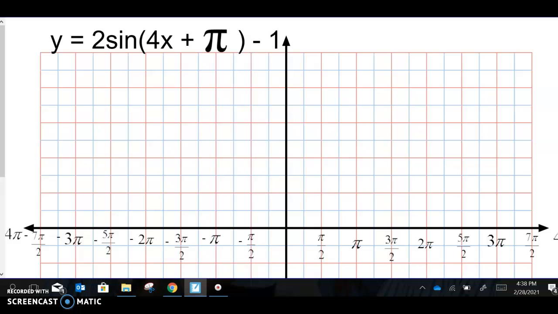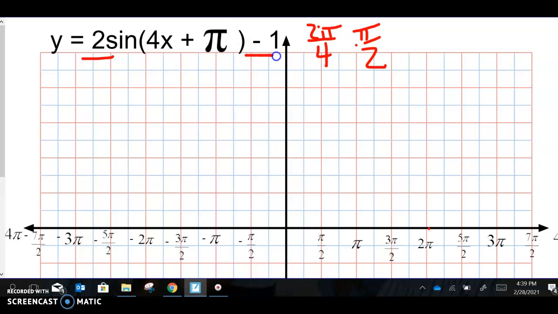All right, so key points. First of all, just looking at it, I know that the amplitude is going to be 2. I know the period is going to be 2 pi over 4, which is pi over 2. It's going to take pi over 2 to get through a period. It usually takes 2 pi, so this is going to be a tiny, quick graph.